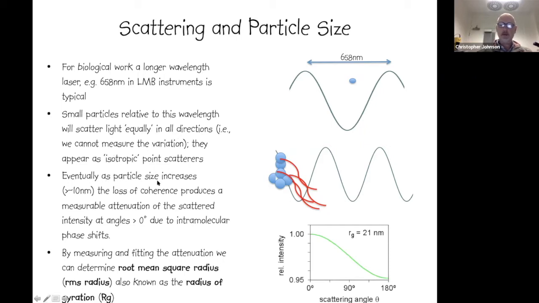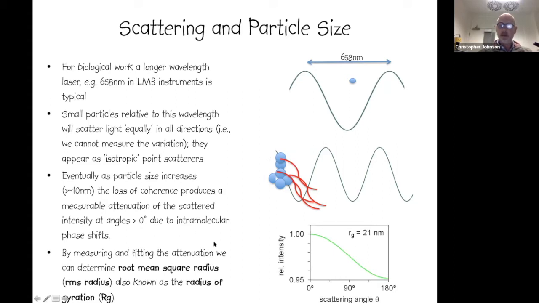As the particle size increases, and in the case of a laser, which is around 650 nanometers, this corresponds to about 10 nanometers in size, you get a loss of coherence from individual particles, and this tends to produce measurable attenuation of the scattered intensity at any angle above 0 degrees. And this is due to intramolecular phase shifts of the scattered light.